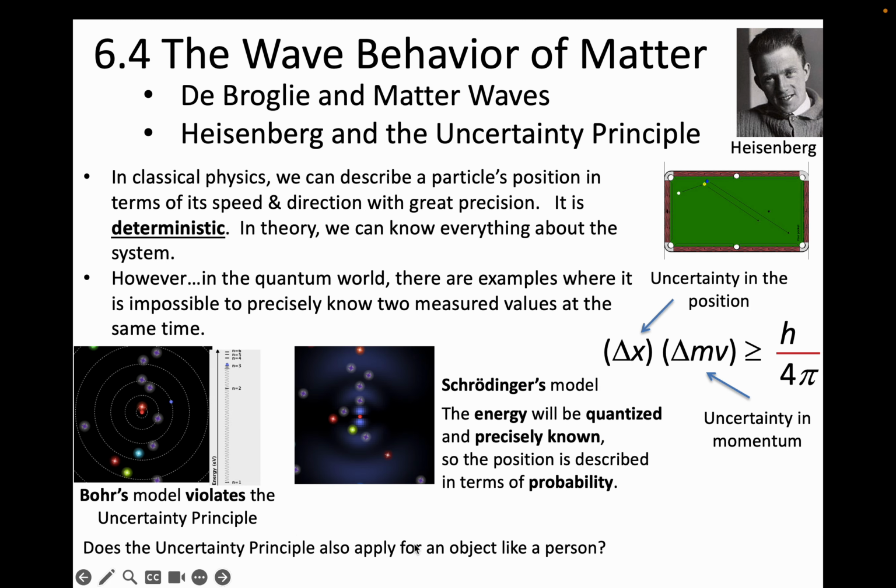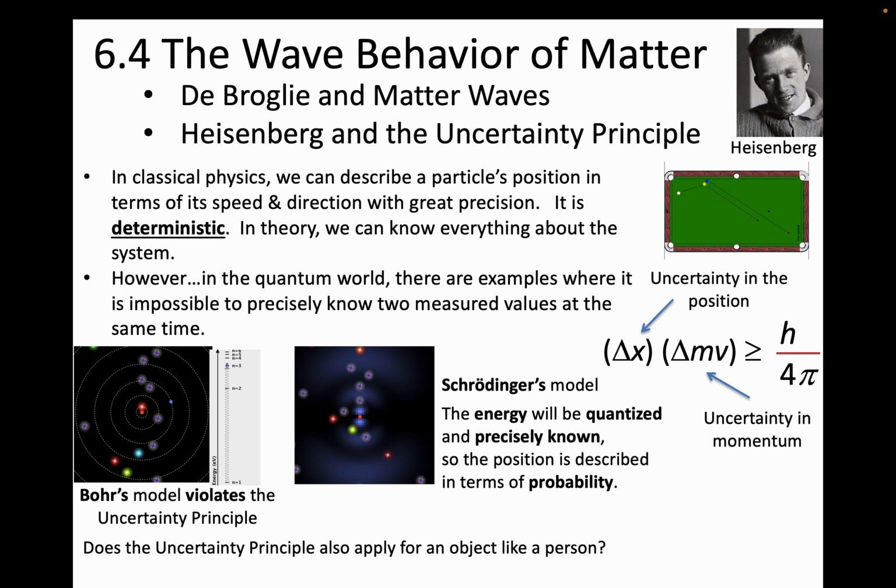However, what about when we're thinking about the uncertainty for something like an electron? It turns out that Bohr's model violates the uncertainty principle because we're knowing precisely where the electron is found on a particular ring, and we know its energy at the same time. Heisenberg says you can't know both of those with that degree of precision simultaneously. So that's pointing us, again, to a new model.